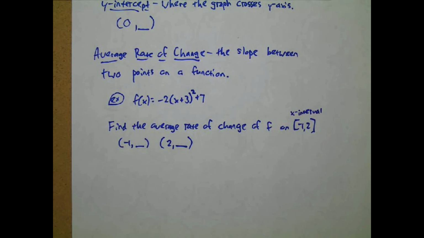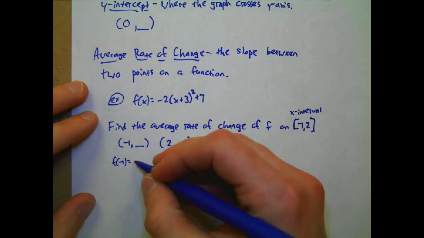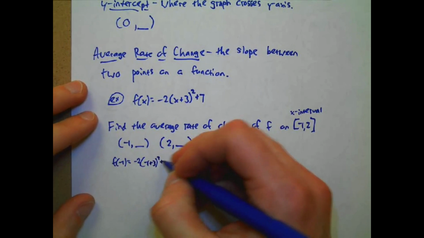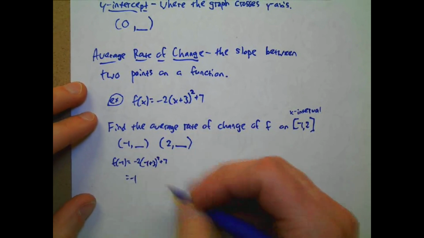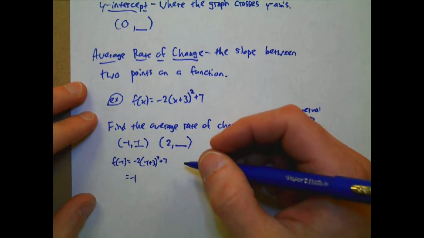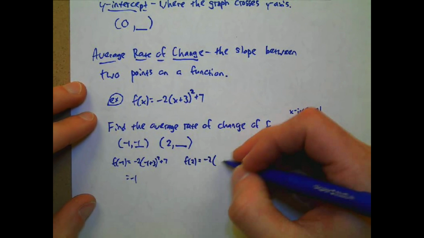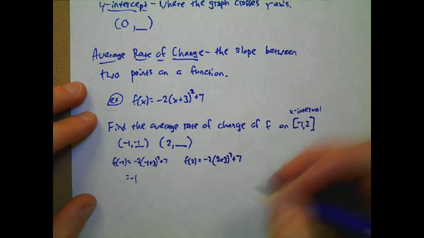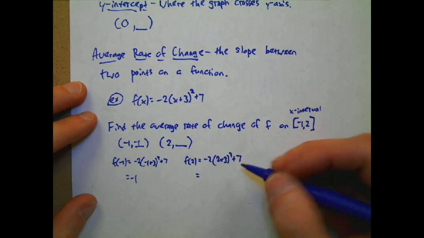Again, we're finding the average rate of change of this function. So if we know this x coordinate, how can we find its y coordinate? Plug it in. Exactly right. f(-1) will be -2(-1+3)^2 + 7. -1 plus 3 is 2, squared is 4, times -2 is -8, plus 7 is -1. So we get the point (-1, -1). And then 2, we'll plug that in. f(2) is -2(2+3)^2 + 7. 2 plus 3 is 5, squared is 25, times -2 is -50, plus 7 is -43.